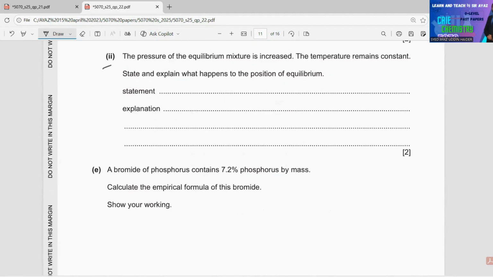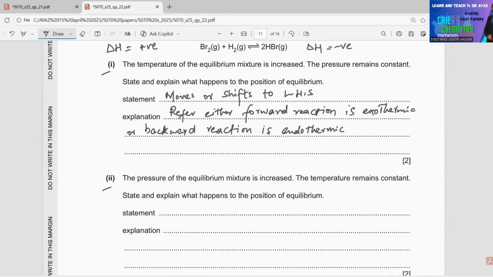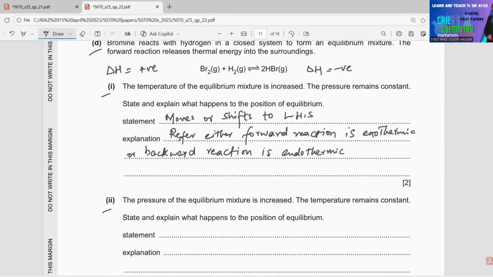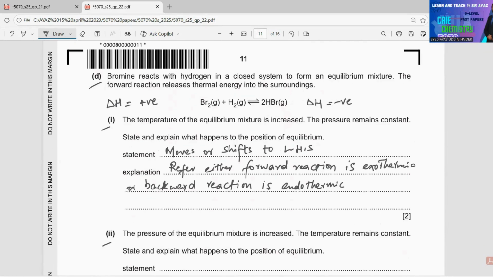Part 2. The pressure of the equilibrium mixture is increased, the temperature remains constant. State and explain what happens to the position of equilibrium. Remember, the effect of pressure is only applicable to gases. So we have gases on both sides of the equation.